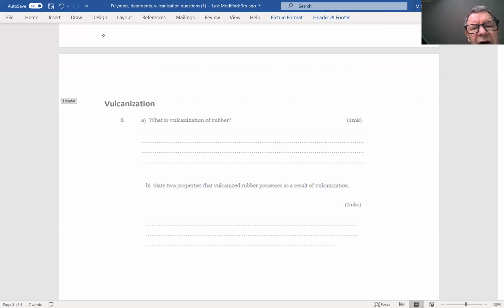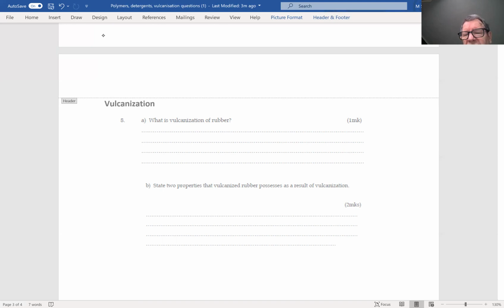Vulcan was, I think, the Roman god of fire. That's why they call it vulcanization. It's a little bit like volcano, but not quite, because that would be an O. So vulcanization is treating of rubber with sulfur and heat.